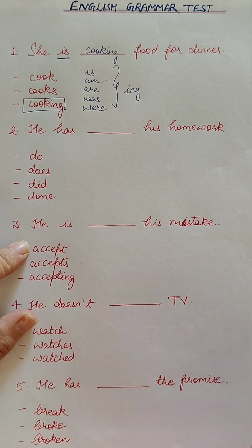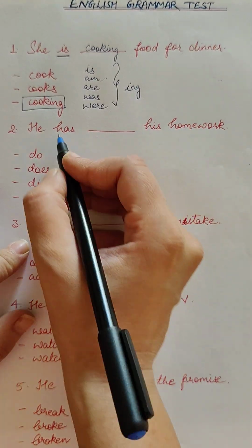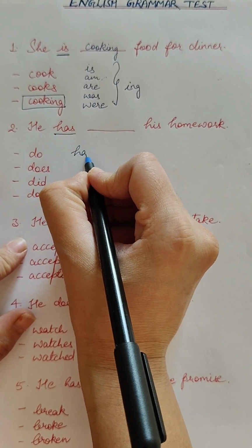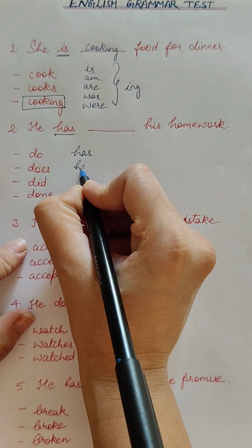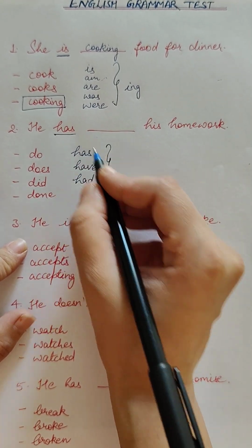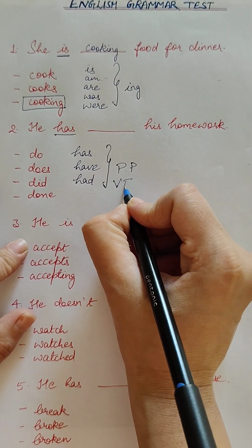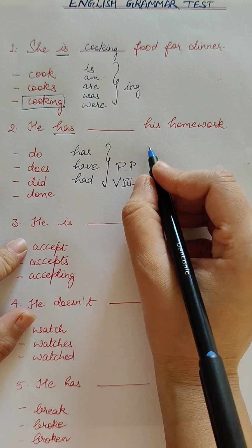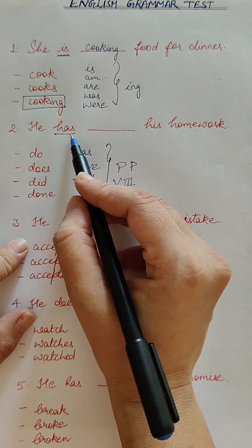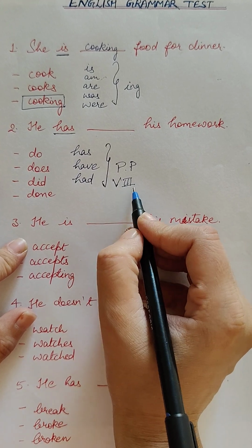food for dinner. Okay, now next is he has blank his homework. So here has is our keyword. So what happens, guys? Whenever we have has, have, had before our blank, it takes past participle. Past participle means V3. So always the verb's third form will come after has, have, had. So as soon as you see has before the blank, we will be filling the verb's third form.